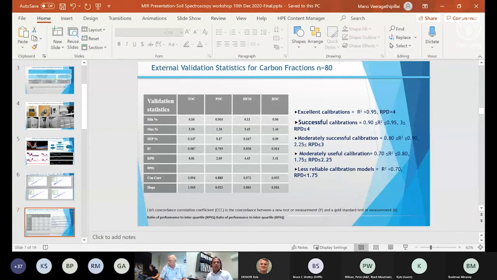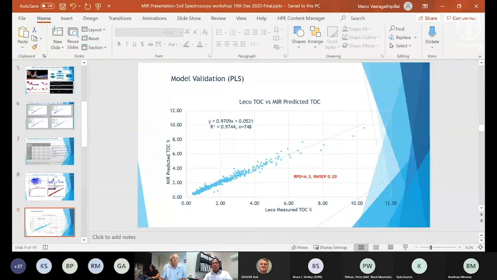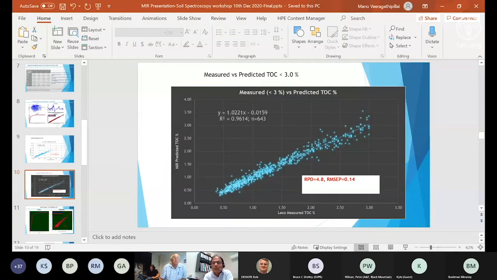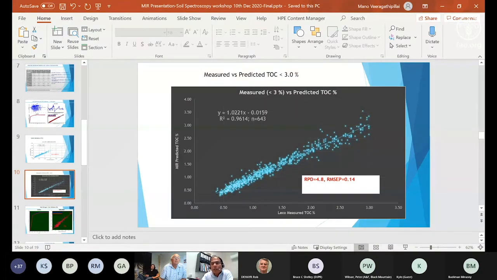Then we had some other properties. Organic carbon is well established. We used a large amount of samples, almost 750 samples, and an equal amount of samples for the external validation, and it provides an RMSEP of 0.2 and an R squared of 0.97. So it's a good validation. As in the previous slide, you can see there's a data gap between 6 and 8, or all the data is accumulated below 4. So I modeled that one to less than 3% carbon to see that improve the RMSEP.